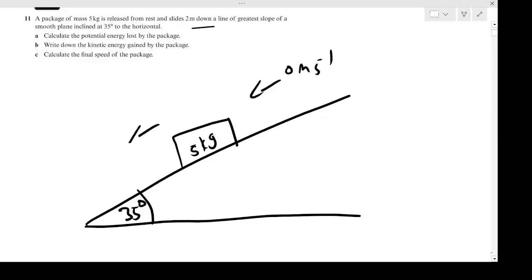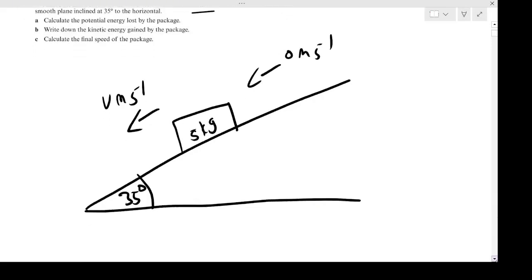And down the slope, the question doesn't tell me the speed when it moves down the slope. I'll just call it V. So I've got these two speeds again, right? So let's say the box is up here and then it ends up down here, right? That's the idea. It moves down the slope. Okay. It wants me to work out the potential energy lost, first of all.